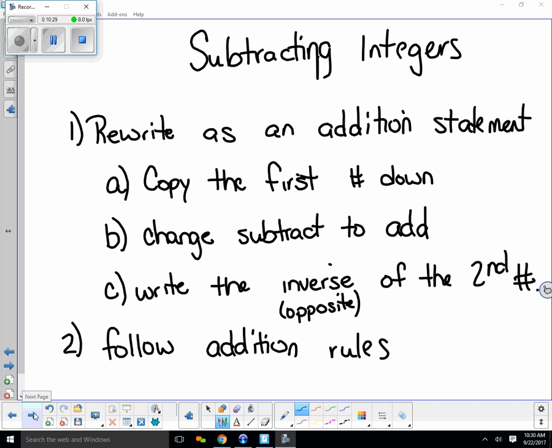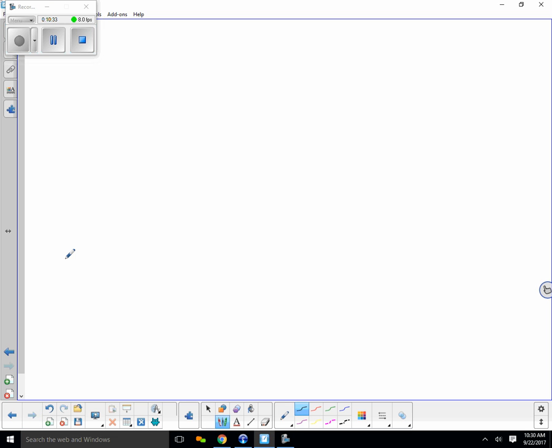Alright, is everybody good copying? So we can do an example? And we'll do a couple of examples. Okay? Let's say we have 5 subtract negative 8. So the first thing we said we're going to do is make this into an addition statement, and you will rewrite it as an addition statement, and I can see it. So the first thing you need to do was copy the first number down. So 5.